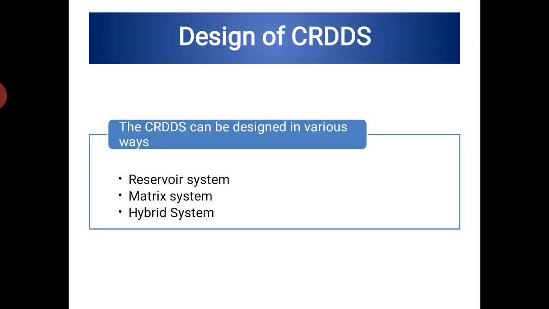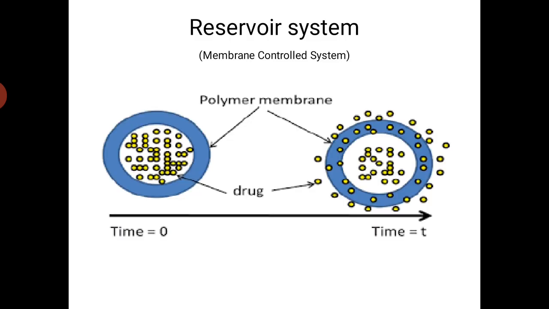Now the next topic is design of control release drug delivery system. The control release drug delivery system can be designed in 3 different ways. First one is a reservoir system, second is a matrix system, third one is a hybrid system. It's nothing but a combination of both reservoir and matrix systems. Thus we have 3. First one is the reservoir system. Let us see what a reservoir system is.